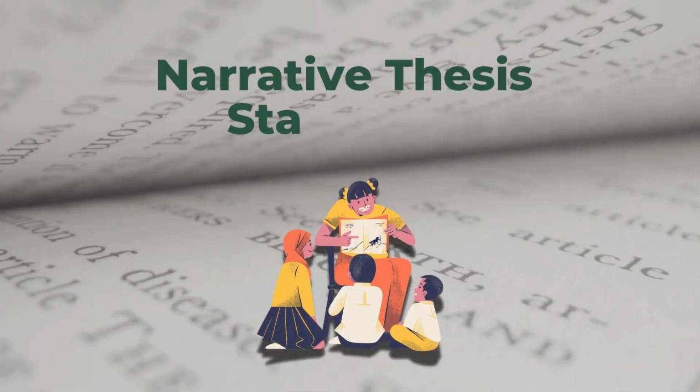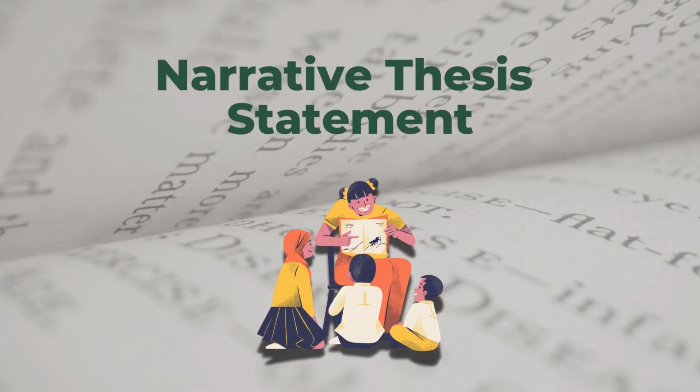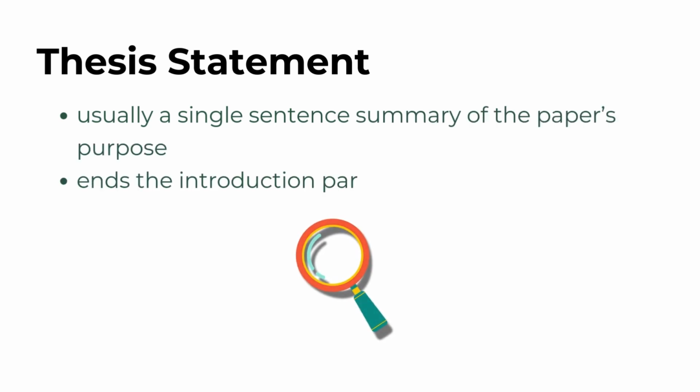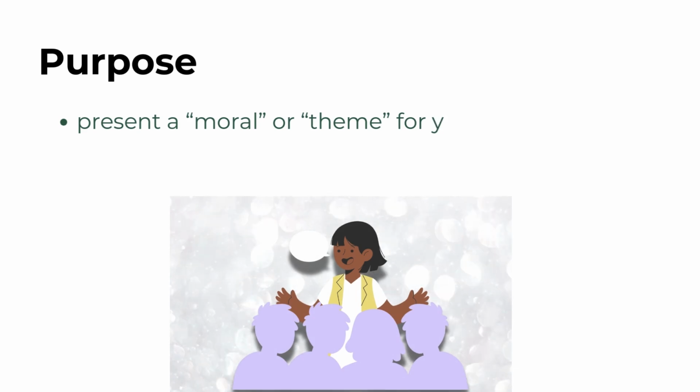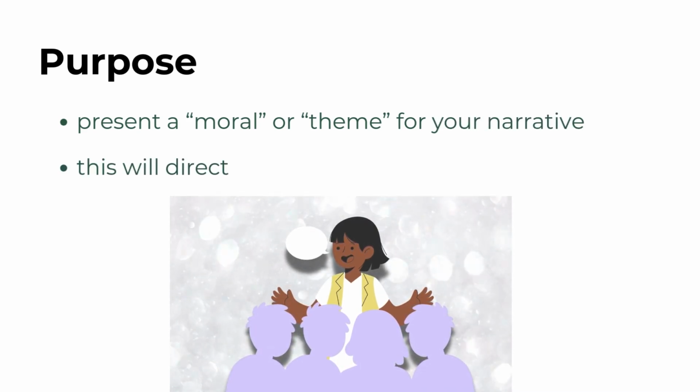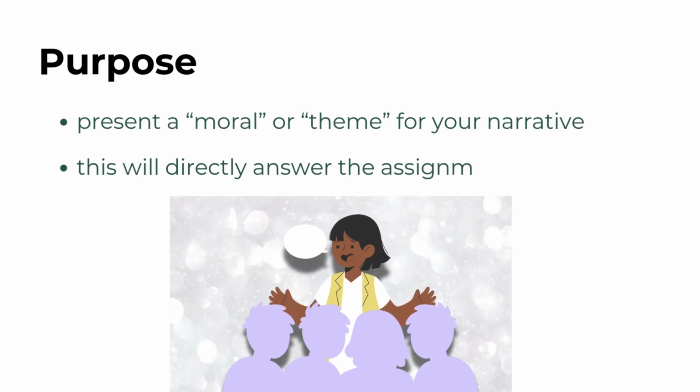Today we will discuss how to write a thesis statement for a narrative essay. First, it's important to keep in mind that a thesis statement is usually a single sentence summary of the purpose of your paper that ends the introduction paragraph. For this kind of assignment, the purpose will usually be to present a main moral or theme of your narrative. This theme for your narrative will usually directly answer the assignment prompt you are given.